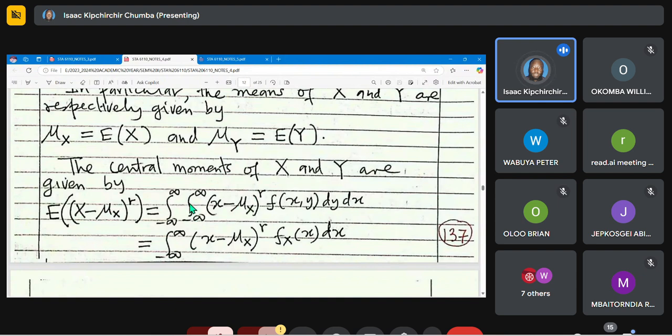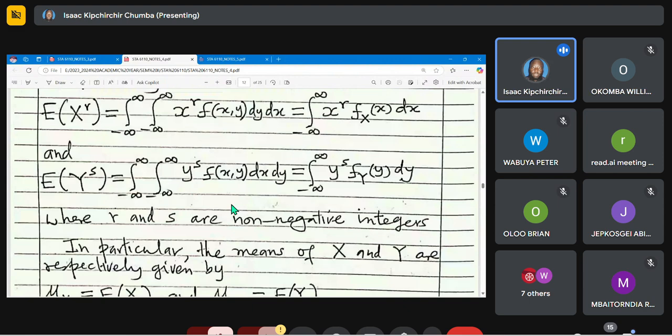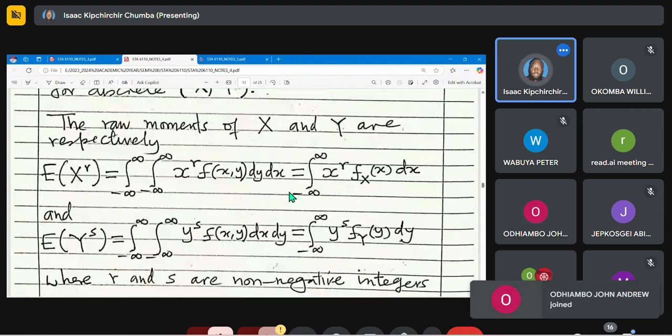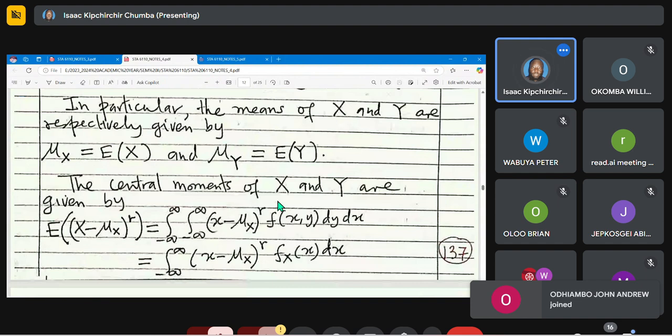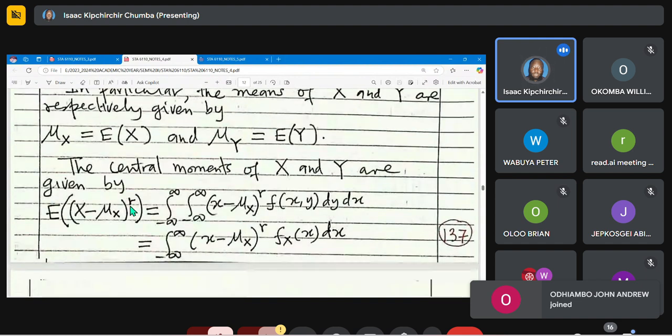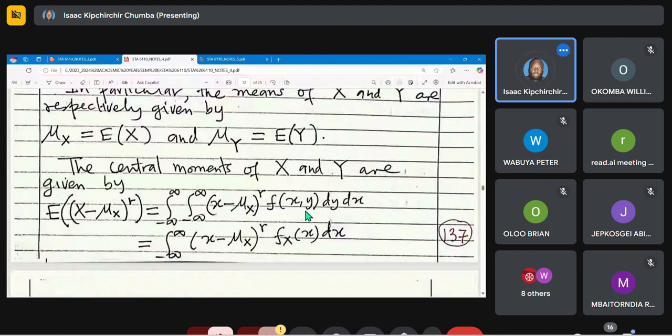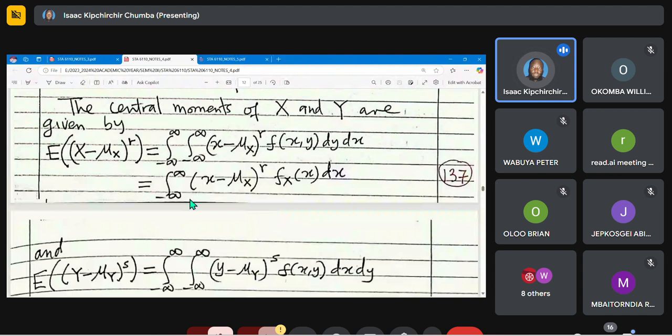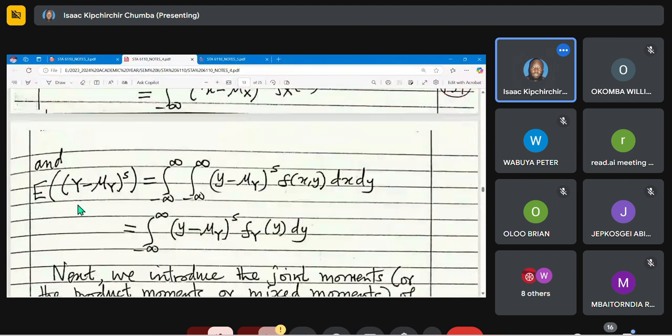So the function u of x, y is defined as (x minus mu_x) raised to r. The same story follows. Then you reach here, and you can now see it has reduced to the univariate case, where you are using the marginal of x. Similarly, you can get the central moments for y.